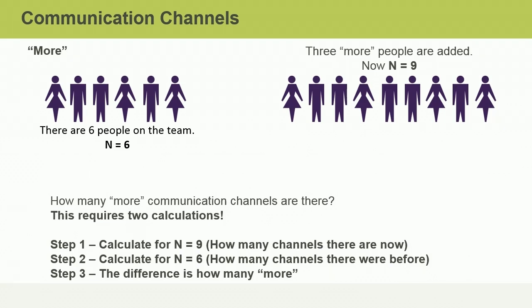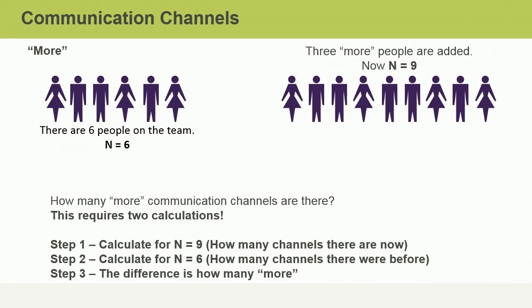For example, there are 6 people on the team. 3 more people are added. How many more communication channels are there? This requires 2 calculations to solve the problem. You cannot just subtract n equals 6 from n equals 9. That will give you the wrong answer.